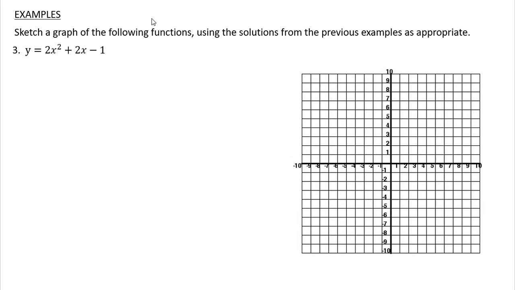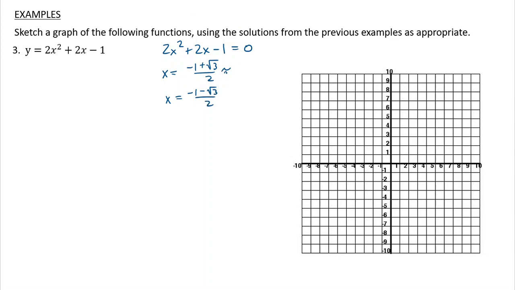We're going to go ahead and sketch a graph of this function using the solutions from our previous examples, meaning previously when we solved this equation where we had this equal to 0. So we're basically replacing the y with 0, or in other words, finding x-intercepts. So previously when we solved that, we got our two solutions of x equals -1 plus square root of 3 over 2, and x equals -1 minus square root of 3 over 2.